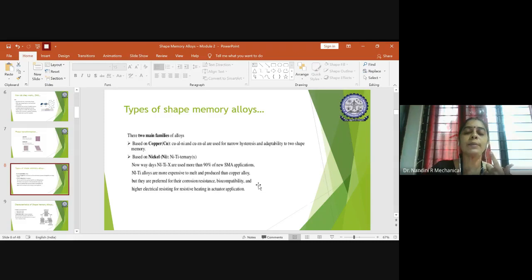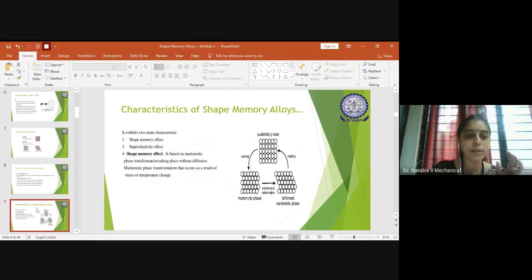Both have the capability to regain back their memory, but still nickel based alloys are used for more than 90% of the new applications which are coming through shape memory alloys. That is due to some important properties: it is corrosion resistant, it is biocompatible, and it has a very good electrical resistivity with respect to heating in case of actuator applications. So due to this, nickel is more familiar and used on a larger scale compared to copper based alloys.